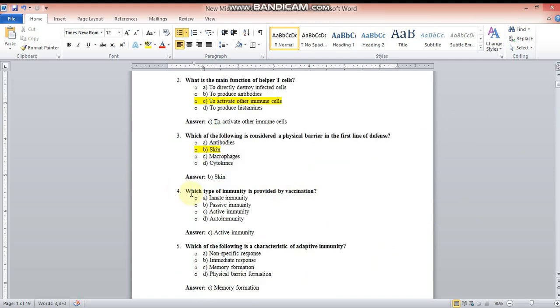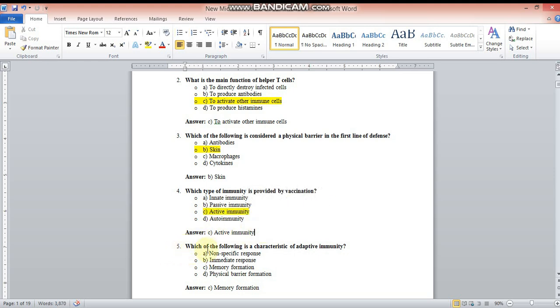The next MCQ is, which type of immunity is provided by vaccination? A. Innate immunity, B. Passive immunity, C. Active immunity, and D. Autoimmunity. So the correct option is C. Active immunity.